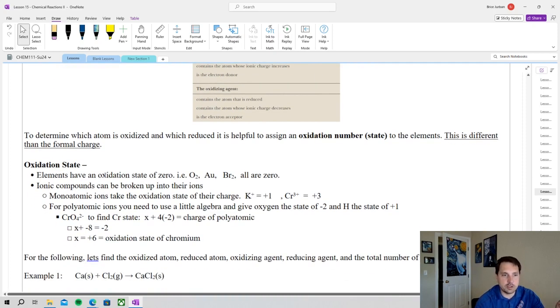There are a couple of rules that we can follow that make this easy. So elements have an oxidation state of 0. All elements have an oxidation state of 0. So if I have oxygen, which is a diatomic element, or bromine, which is also another diatomic, by definition, all of these elements, the oxygens in this molecule, are going to have 0 oxidation states because the electrons are being shared between the oxygens, so there is no electronegativity difference. So there's 0.